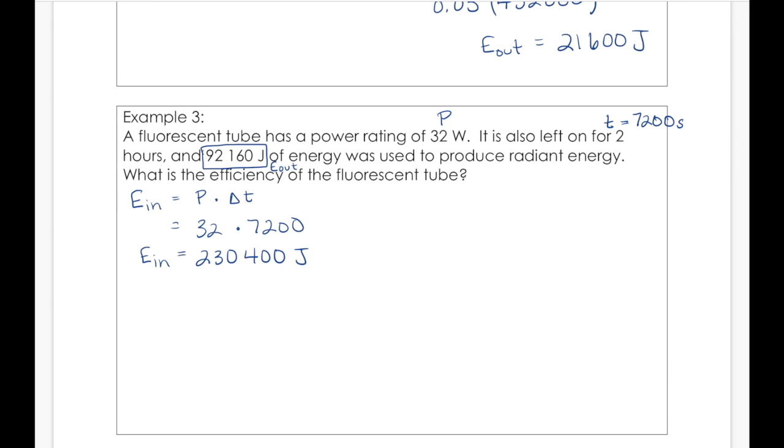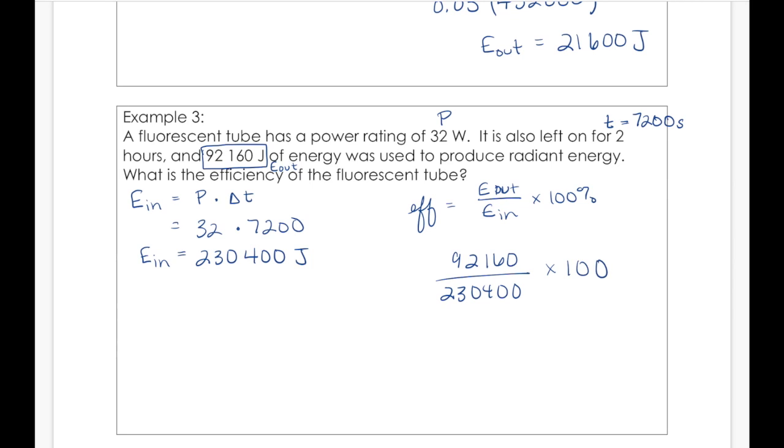Now we need to find the efficiency. Efficiency, as a reminder, is E out over E in times 100%. Our E out was given to us as 92,160 joules over our E in, which we calculated, times 100, and we'll get that our efficiency is 40%.